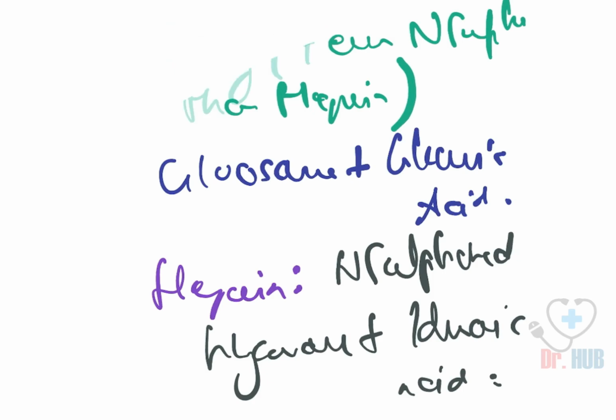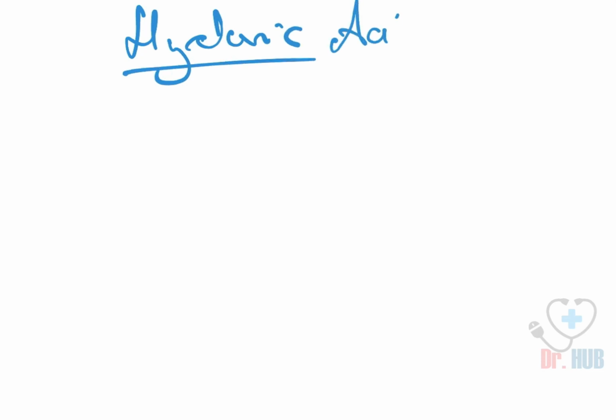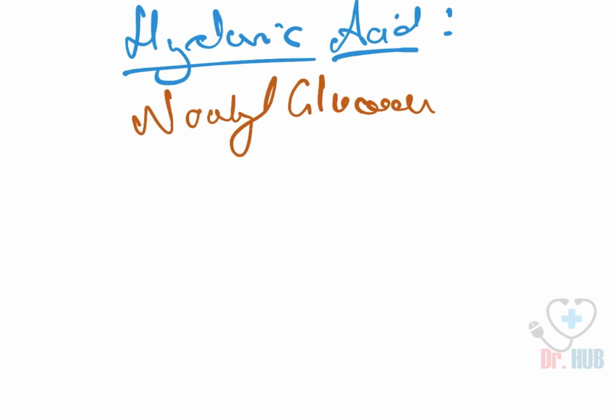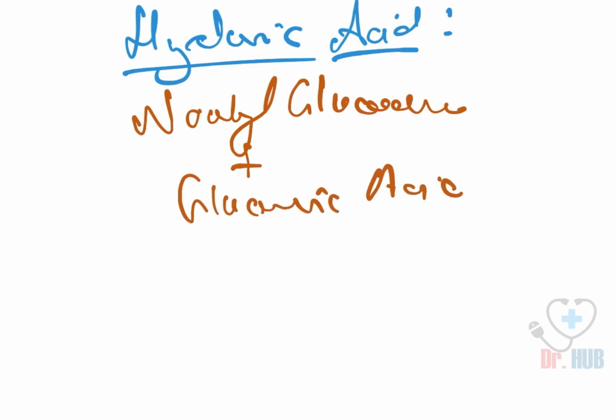So now to answer our questions. The first question we asked was in case of the hyaluronic acid. What was the disaccharide unit repeat? So in case of the hyaluronic acid, the disaccharide unit repeat is nothing but the N-acetylglucosamine along with the glucuronic acid.